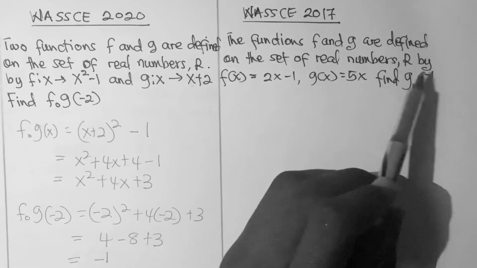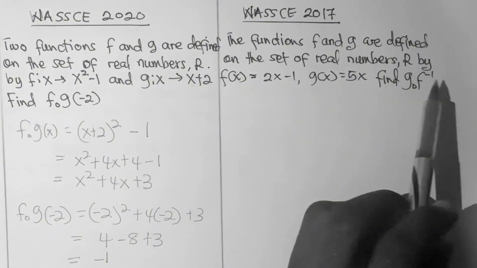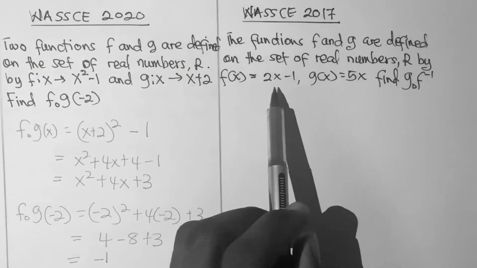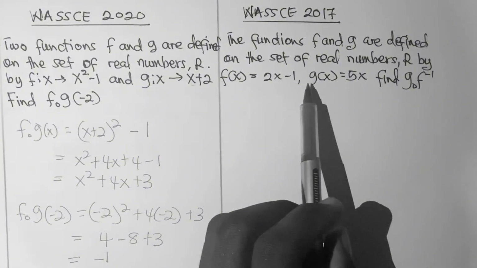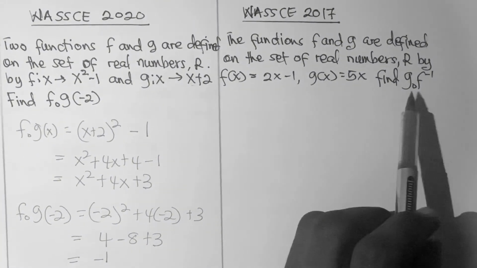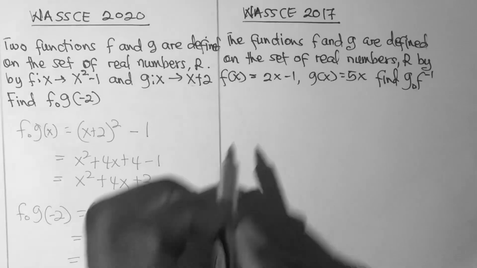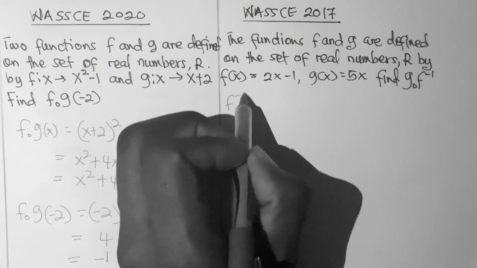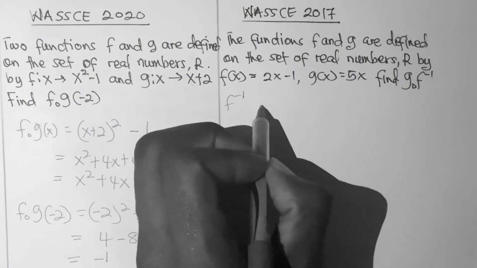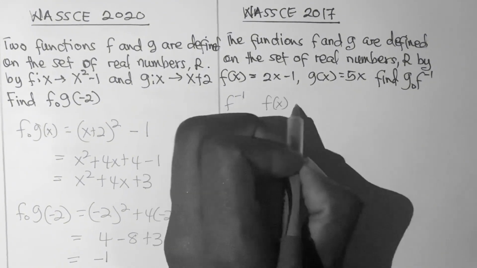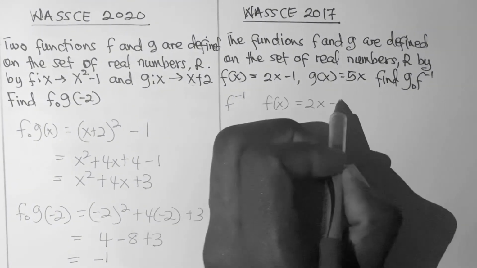The functions f and g are defined on the set of real numbers R by f of x equals 2x minus 1 and g of x equals 5x. Find g of f inverse. So the first thing is that we need to find f inverse. So now we know that f of x is equal to 2x minus 1.